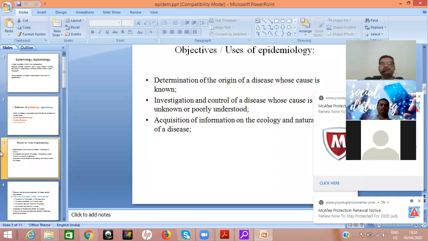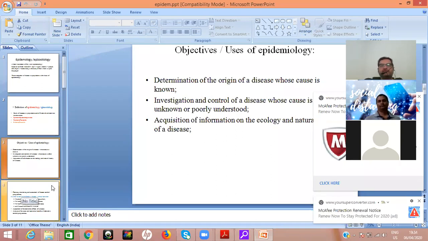That's why epidemiology is very, very important. I mean to communicate to you that even if we do not know the exact cause of the disease, if we know the route of its transmission, the way of its movement, or the source of the disease, we can go for a containment or control strategy. That is the importance of epidemiology. So our second objective is to investigate and control diseases whose cause is unknown or poorly understood. Later on, we can have a detailed study and know it in a better way, but initially, if we do not know the exact cause, we can still use epidemiology and go for a control strategy. That is the objective of epidemiology.